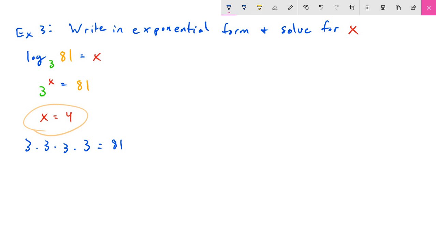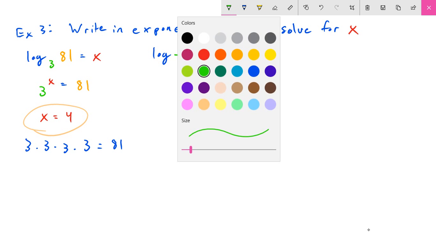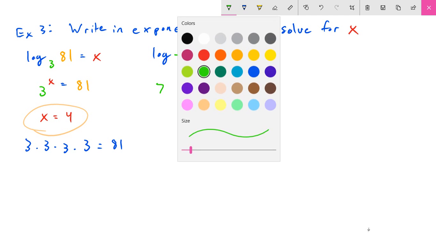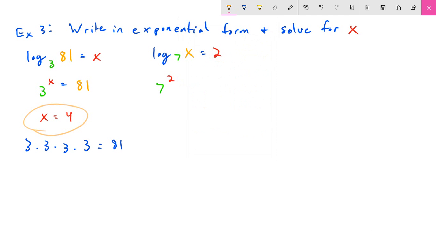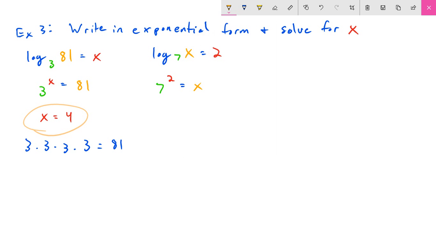What about log base 7 of x equals 2? Notice the x is in a different spot, so don't assume the x is going to be the exponent. Just look at the original equation and then change it into exponential form. 7 squared equals x, and then x equals what? 49, right, because 7 squared is 49. There you go.